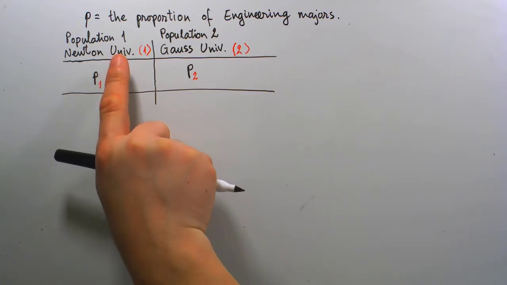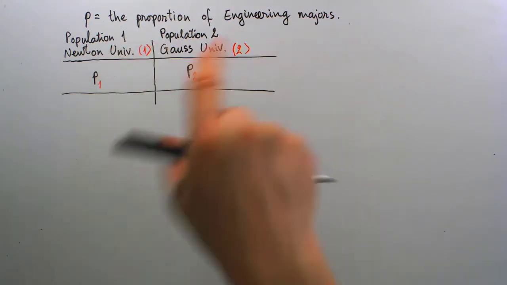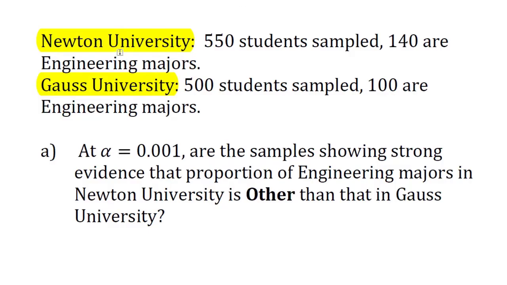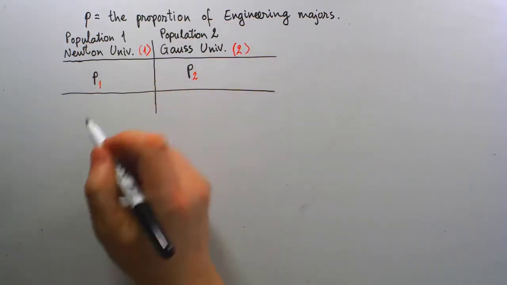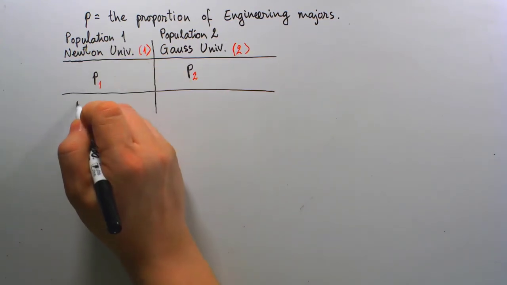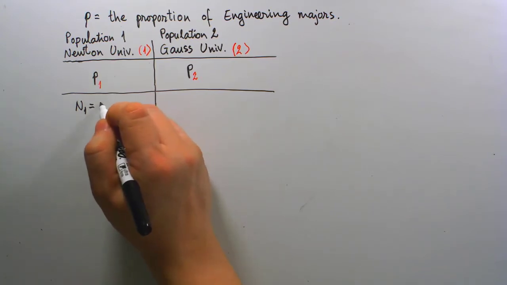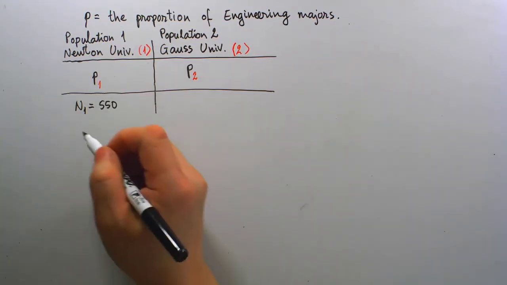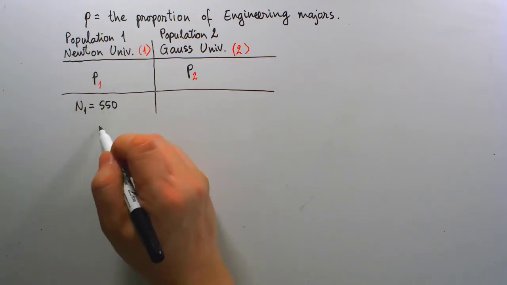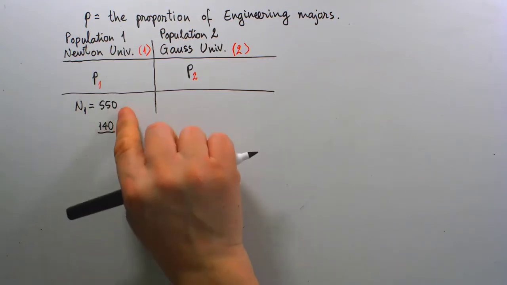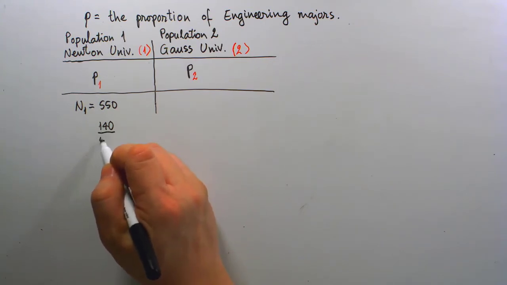Once we have decided for ourselves the numerical labeling on these two populations, then the sample that was selected from Newton University has a sample size, as it says clearly here, of 550 students sampled. We found 140 of them are engineering majors. So obviously, each sample from population 1 was as large as 550 students, and in this sample from population 1, I found 140 students. That's why 140 out of 550.